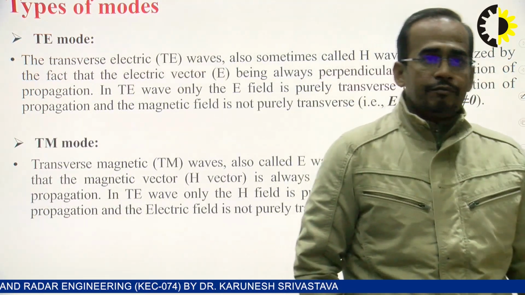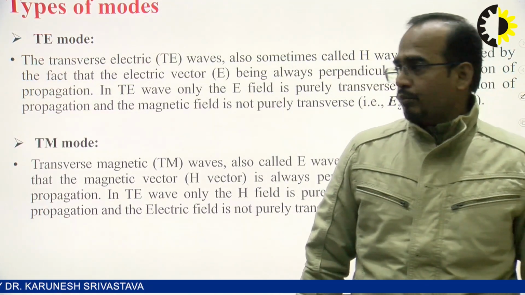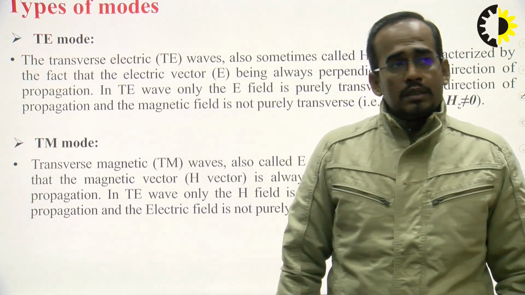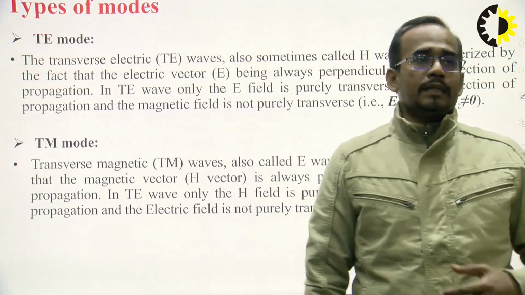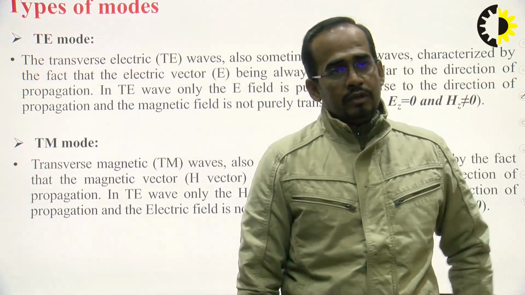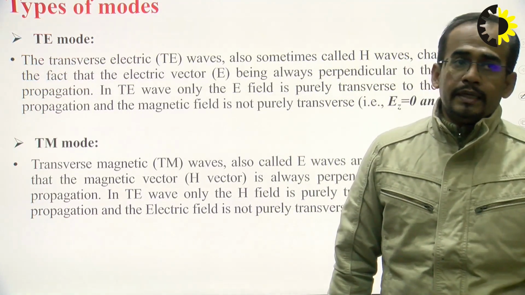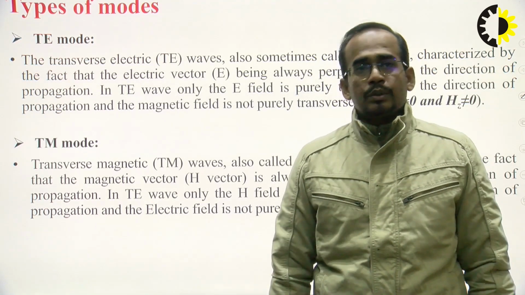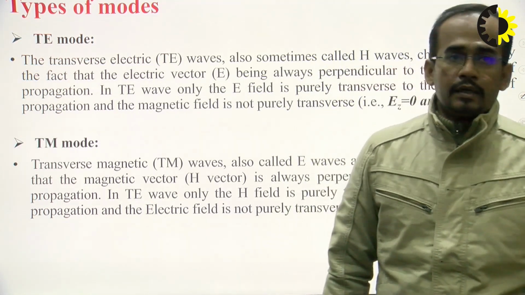In the case of waveguides, we are using two modes, TE mode and TM mode. The TE mode is also known as H wave and is characterized by the fact that the electric vector is always perpendicular to the direction of propagation. In the TE wave only the E field is purely transverse to the direction of propagation and the magnetic field is not purely transverse.